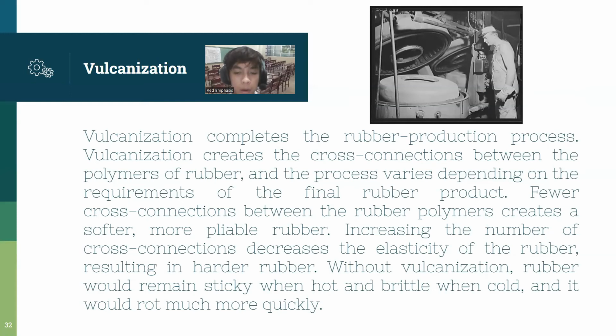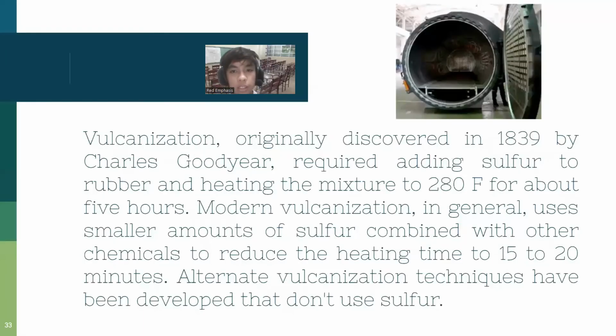resulting in hard rubber. Without vulcanization, rubber would remain sticky when hot and brittle when cold, and it would rot much more quickly. Vulcanization was originally discovered in 1839 by Charles Goodyear.